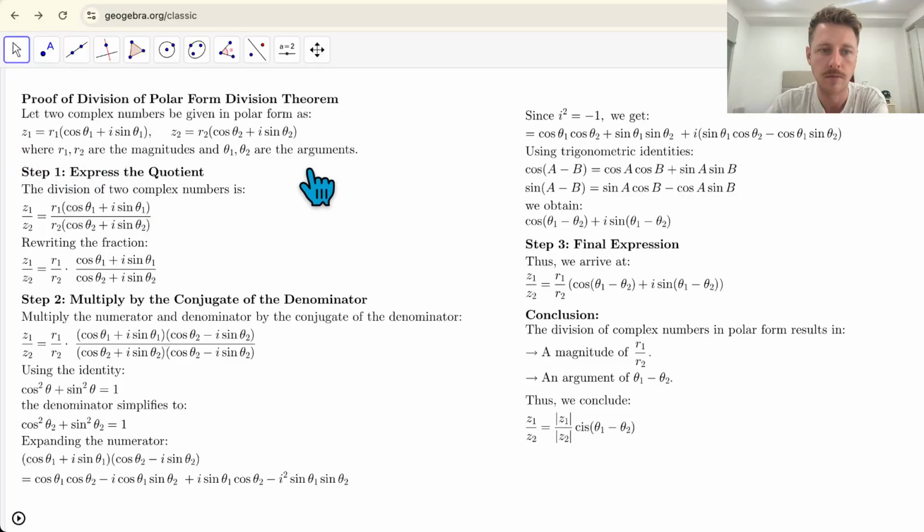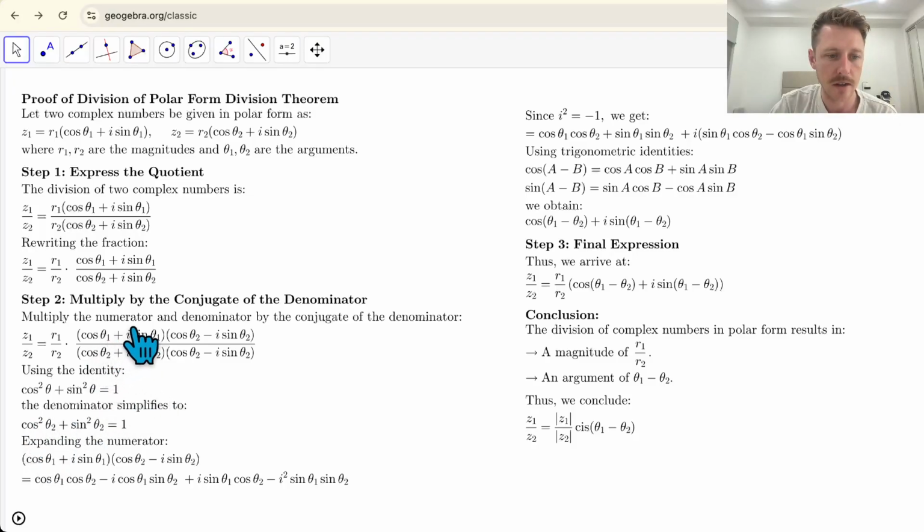You've got two complex numbers. Divide them, so write it out fully like this. Rewrite the fraction, taking R1 and R2 out the front. A trick you can do in maths is multiply by the conjugate of the denominator. The original denominator is cosine theta 2 plus I sine theta 2, so the conjugate is cosine theta 2 minus I sine theta 2. If you multiply top and bottom by that, you're just multiplying the whole fraction by the number 1, but you're doing it strategically. And then you use the trig identity.